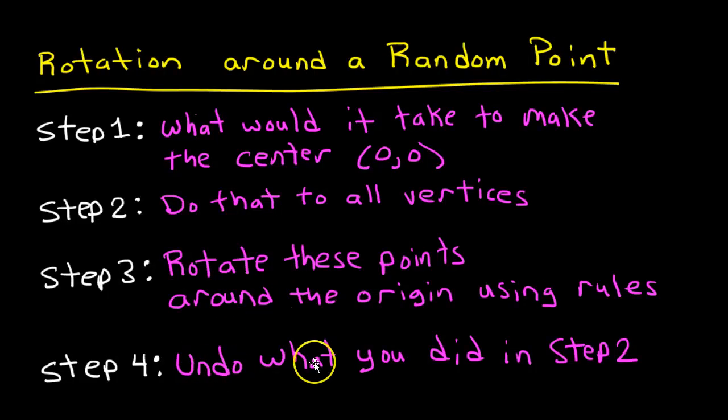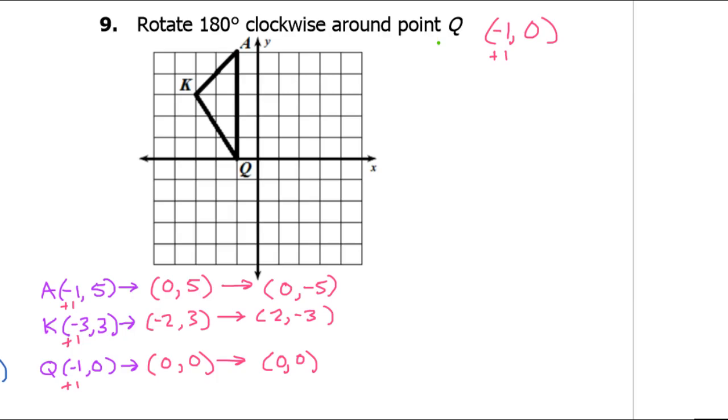the last step is to undo what you did in step 2. In step 2, we added 1 to the x value. So we need to subtract 1 from the x value to put it back the way it was. So that's what I'm going to do. I'm going to subtract 1 from all the x values to put them back the way they were. And then this will give us the final answer.